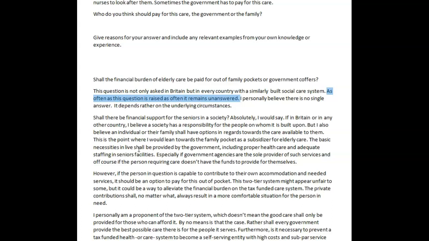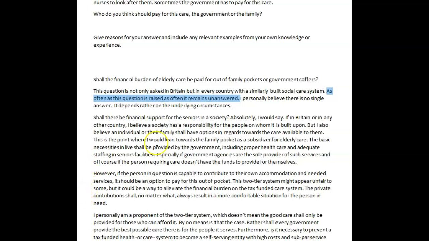and of course, one F, if the person requiring care doesn't have the funds to provide for themselves. Okay, so some of this has kind of confused me. Okay, because the central idea kind of flip flops.